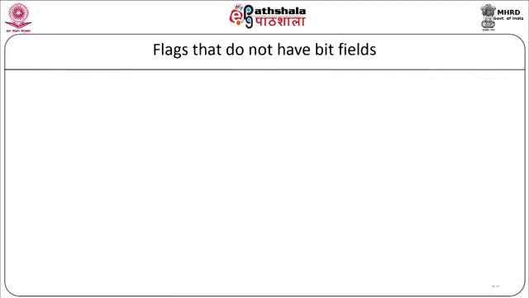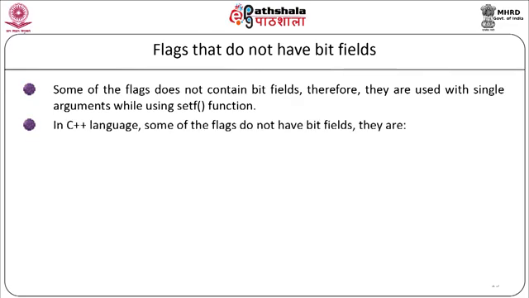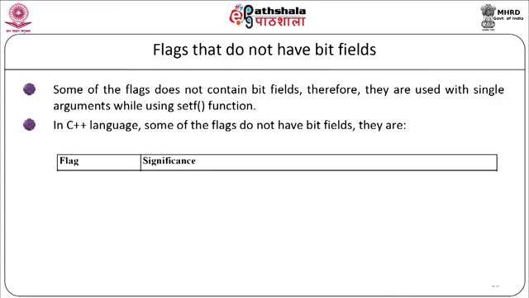Now let us see flags that do not have bit fields. Some of the flags do not contain any bit fields, therefore they are used with single arguments while using the setf function. In C++ language, some of the flags do not have bit fields. They are, now here the table is shown where there is a flag and the significance.